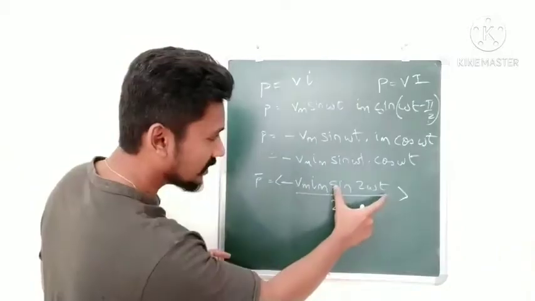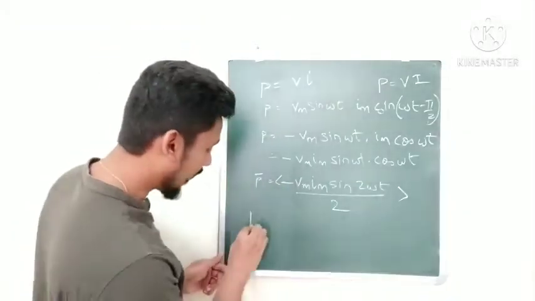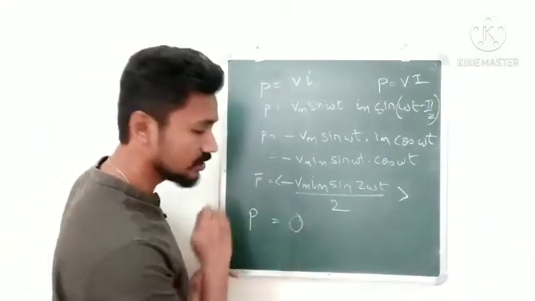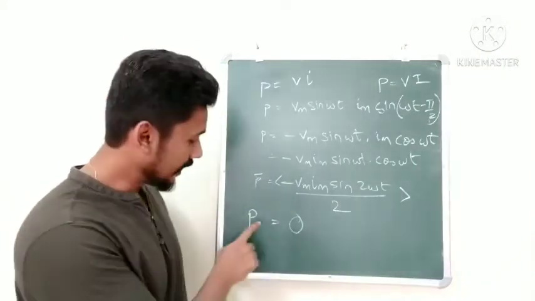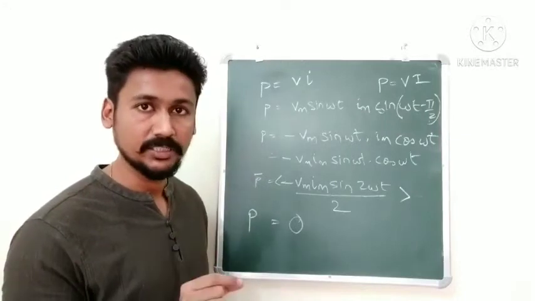So the average of sin 2 omega t will be 0, and therefore the average power that is dissipated in the circuit will be equal to 0. So in a purely inductive circuit, the average power we get is 0. Okay, so that is the derivation.